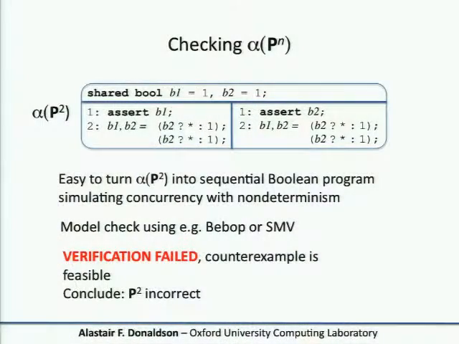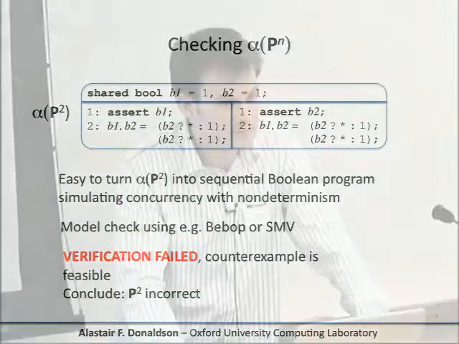And we could use a model checker like Bebop, or we could use SMV with a suitable transformation from Boolean programs into the SMV language to check this program for two threads. So we would find verification fails. Actually, how do you do that? So this thing of turning a Boolean program into an SMV program.